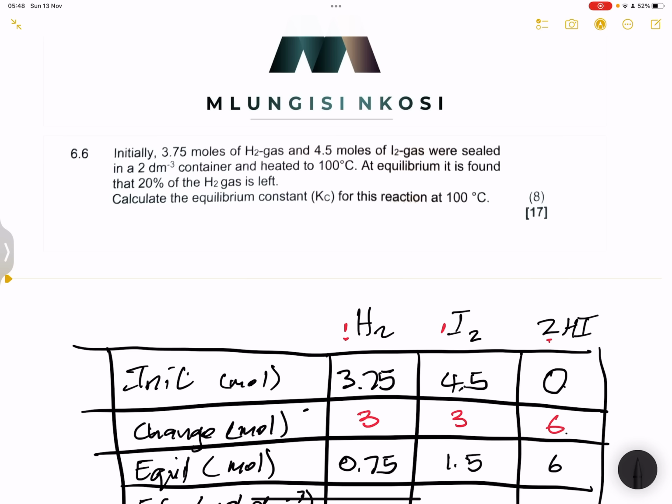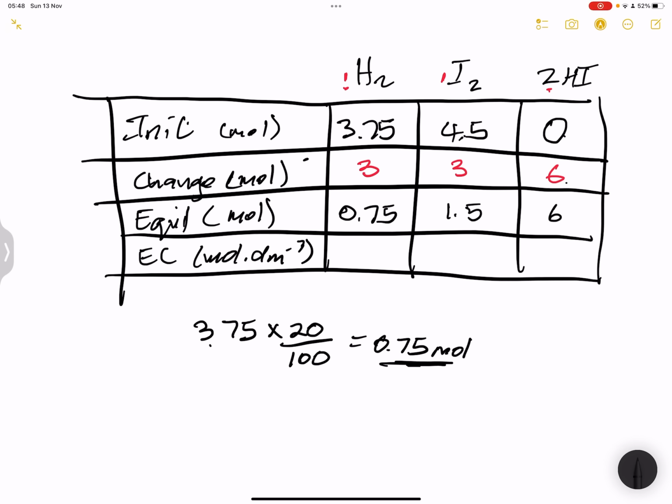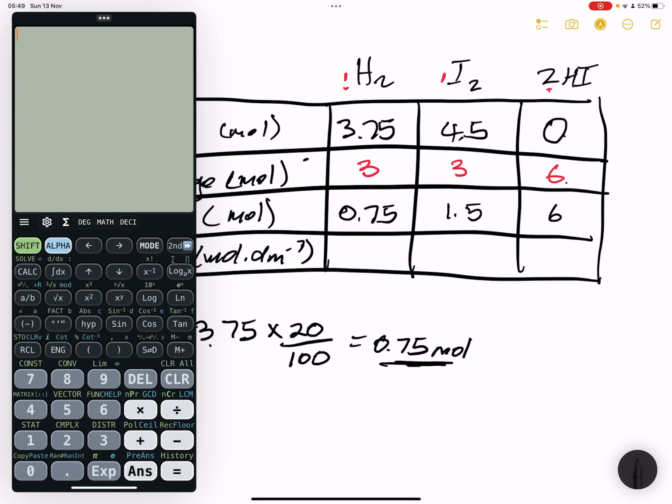So in this case, our volume was given as 2 cubic decimeters. So I'll have 0.75 divided by 2, which would be 0.375. And there I'll have 0.75, and 6 divided by 2 would be 3.